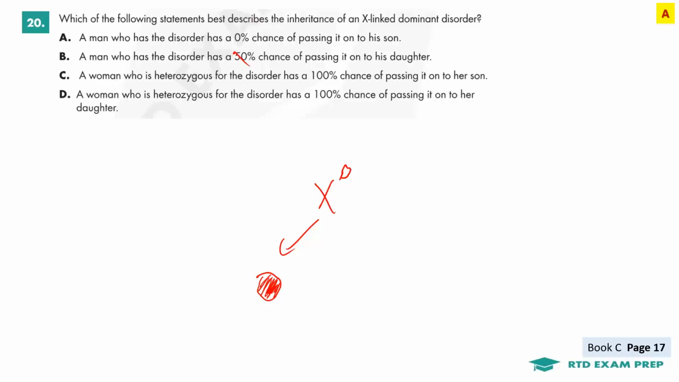A woman who is heterozygous for this disorder has a 100% chance of passing it on to her son? No, she's heterozygous. She has a 50% chance. A woman who's heterozygous has a 100% chance of passing it on to her daughter? No, she's heterozygous. Let's check A. A man who has the disorder has a 0% chance of passing it to his son. That is correct. He's giving the Y, so therefore A is our answer.